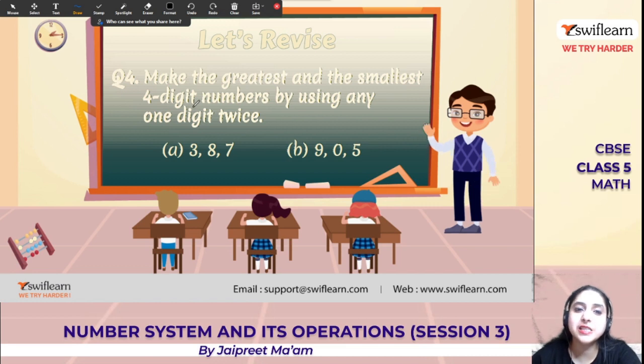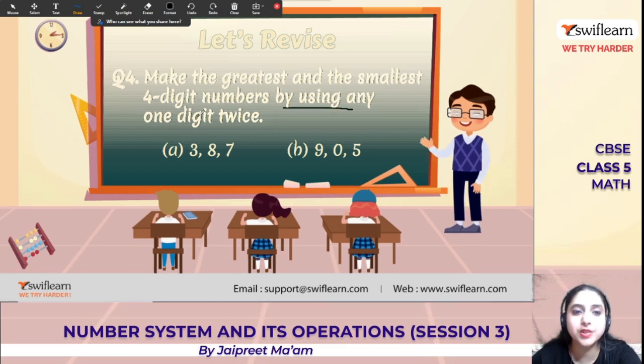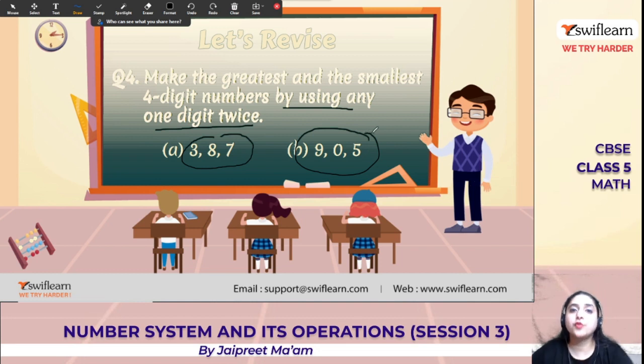Make the greatest and smallest 4-digit number by using any digit twice. We can use any digit twice because here the number of digits is only 3. So we have to write the greatest and smallest 4-digit number using one digit twice.